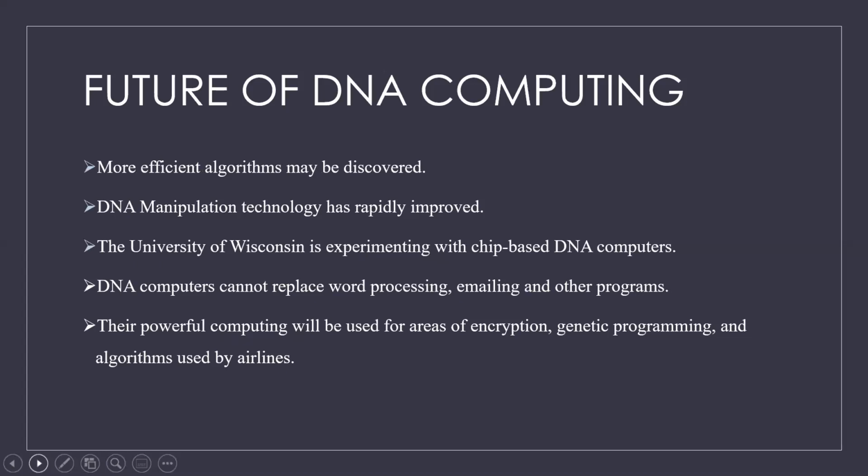Moving on to future scope, as the technology becomes more refined and research and experimentation progress, many efficient algorithms in cryptography or other fields might be discovered. Manipulation of DNA strands through chemical reactions has been improving, which may lead to integration with traditional computers to make them more efficient and powerful.